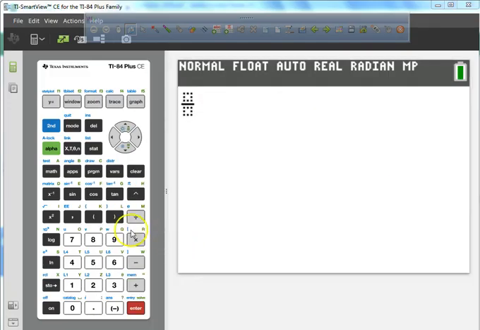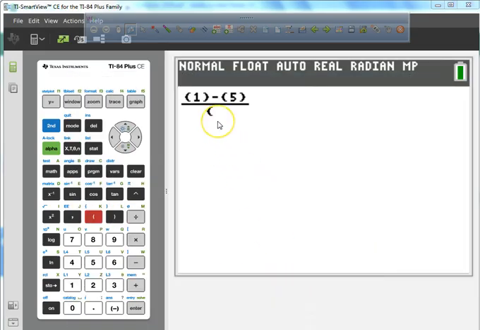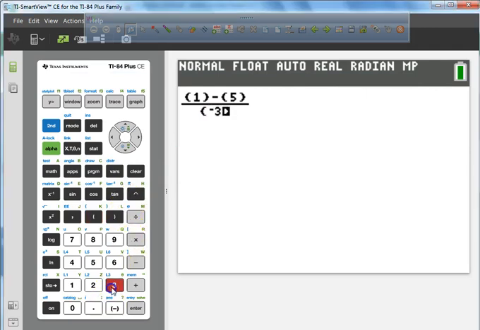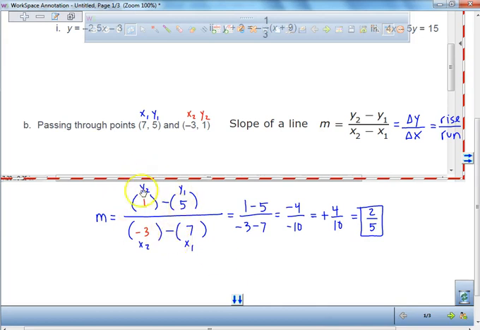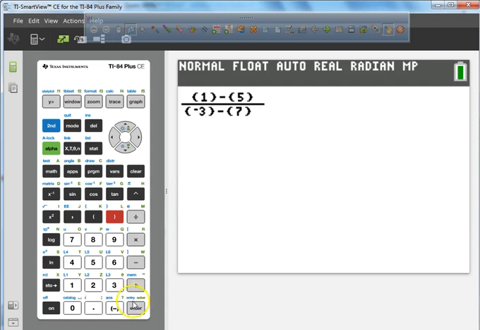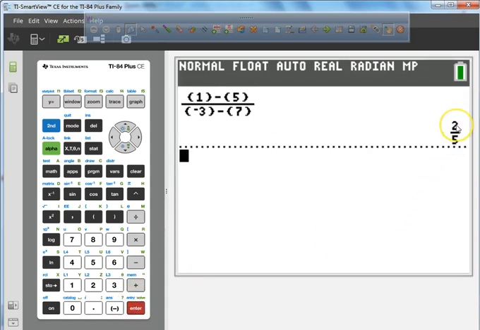And then we're going to do parentheses 1, close parentheses, minus, open parentheses, 5, close parentheses. And you go down, open parentheses. What did we plug in? We plugged in negative 3. Okay, so I'll type in a negative 3. We close it, and we hit minus. We open a parentheses. We type in a 7, just like that. So if you guys map it out, you just take the time and energy to plug in everything correctly, and you plug it into your graphing calculator, look what happens. You see that?